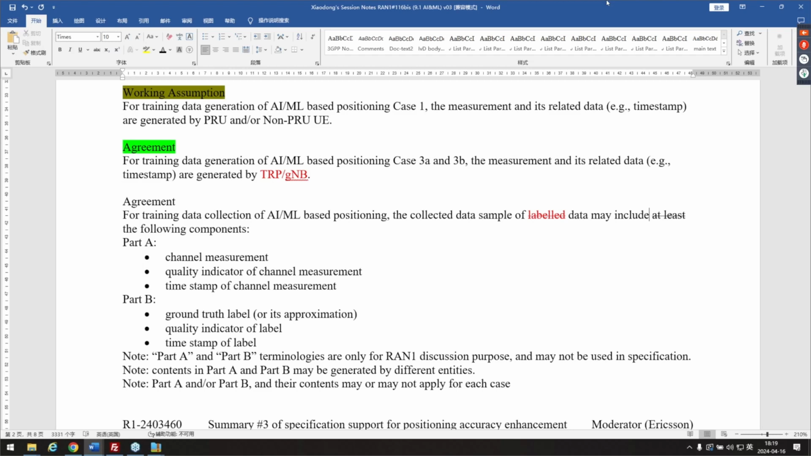So maybe we can say include, cross out may, and then we can add optional to quality indicator and timestamp. Could we say that can be? Can be. But the channel measurement and ground truth label have to be there. If they don't exist, then it doesn't make sense. That is fine.